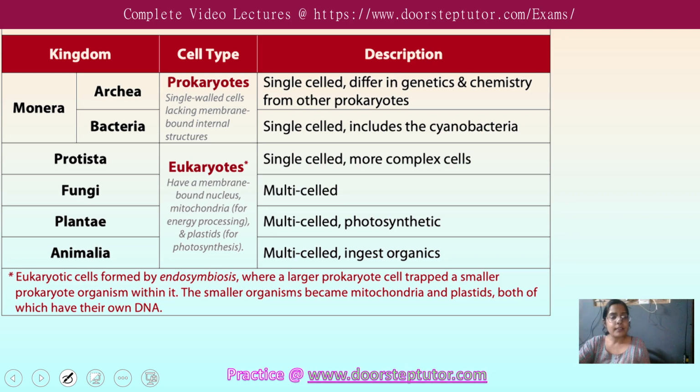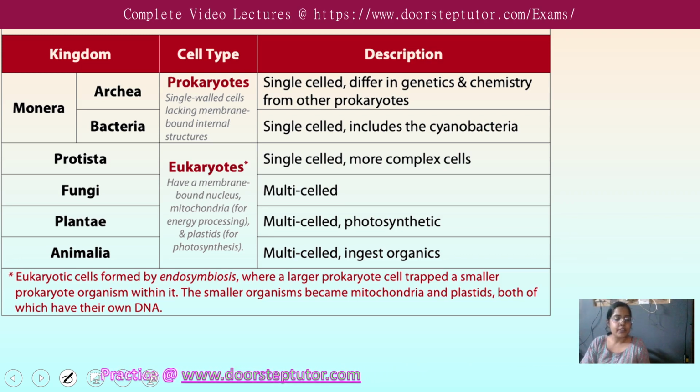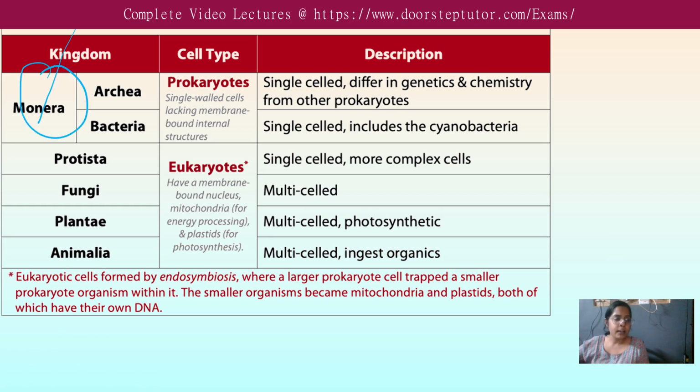Now this is the 5 kingdom classification system, having the Monera. The kingdom name is Monera. We have just learned about the archaea and the bacteria. So bacteria and archaea are considered under Monera. So this is Monera consisting of archaea. So Monera is the ancestral kingdom, the father kingdom, that they belong to.